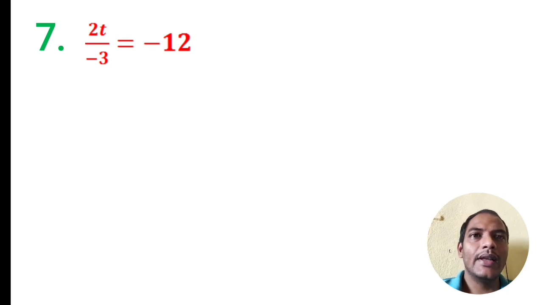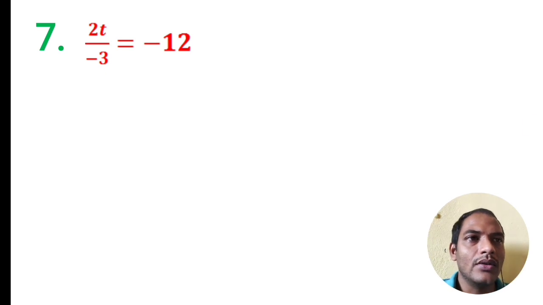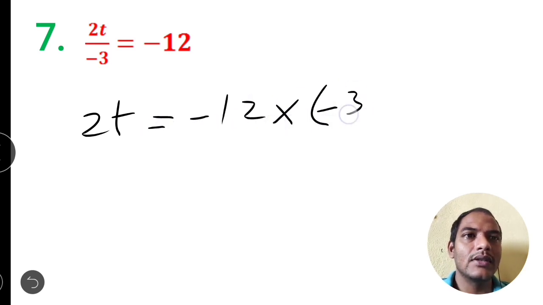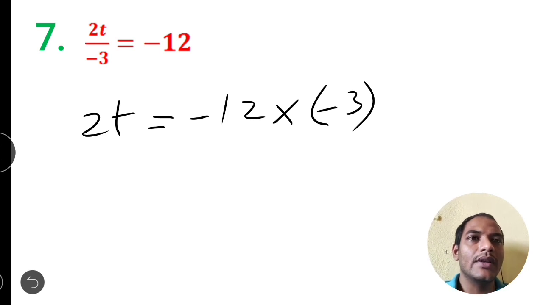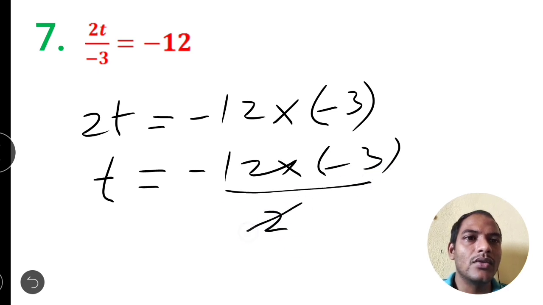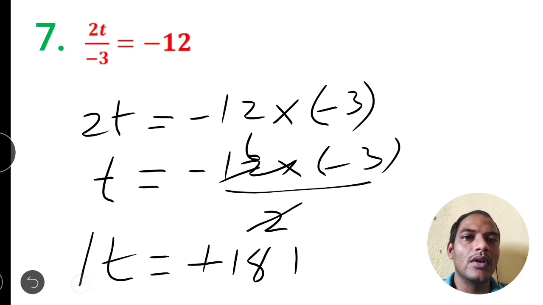Next, seventh question, 2t by minus 3 equals minus 12. So here, to get the t value, do you want to transpose minus 3 first or the number 2? Yes, we want to transpose minus 3. So 2t equals minus 12 into minus 3. 2t means 2 into t. So t equals minus 12 into minus 3 divided by 2. 2 sixes are 12, so 2 ones are 2, 6 are. Then minus into minus is plus, 6 threes are 18. So the t value is plus 18.